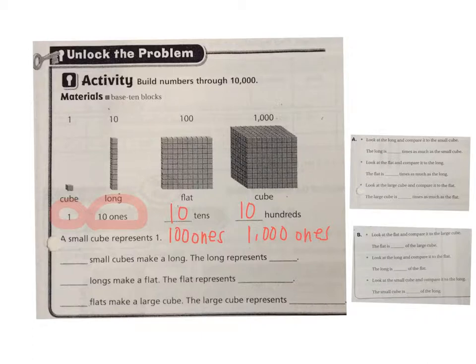How many small cubes make a long? 10. The long represents 10. Good. How many longs make a flat? 10 longs make a flat. The flat represents 100. Good. How many flats make a large cube? 10 flats make a large cube. The large cube represents 1,000.